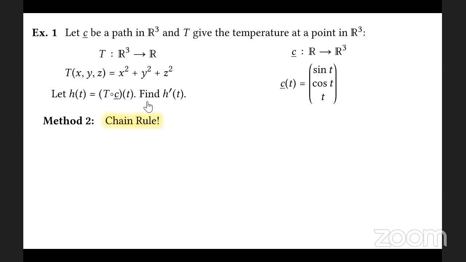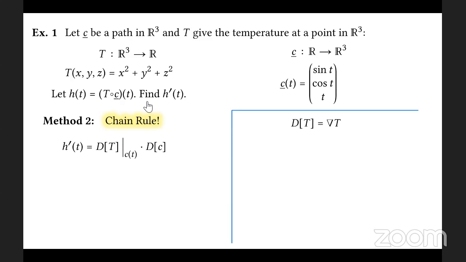Second method is using the chain rule. So the chain rule says that H prime is the derivative of T, the derivative of the outer function evaluated at the inner, times the derivative of the inner function, right? That's just what the chain rule is. Derivative of the outer, evaluated at the same inside, times the derivative of the inner, okay? So we just need to write out what each of these are.